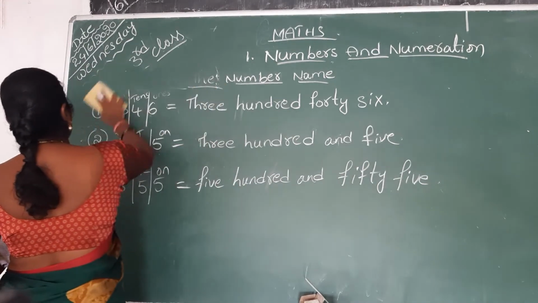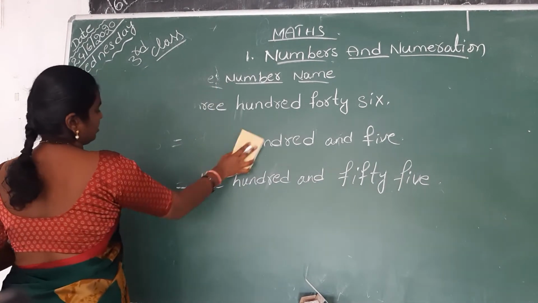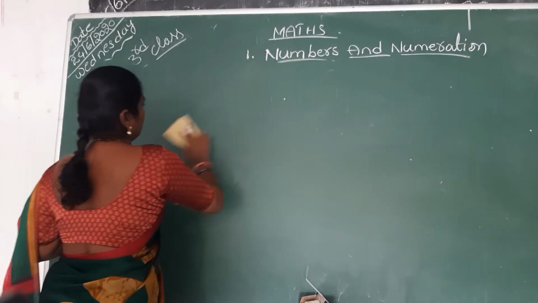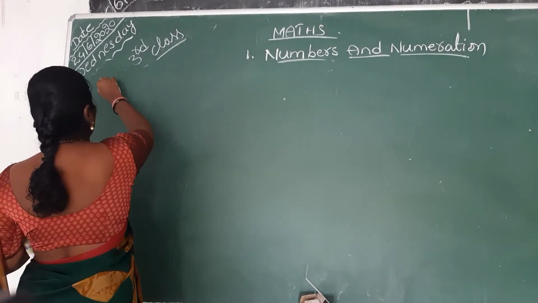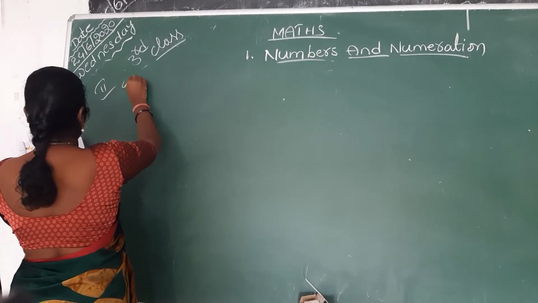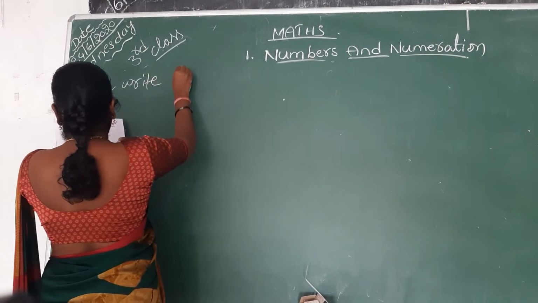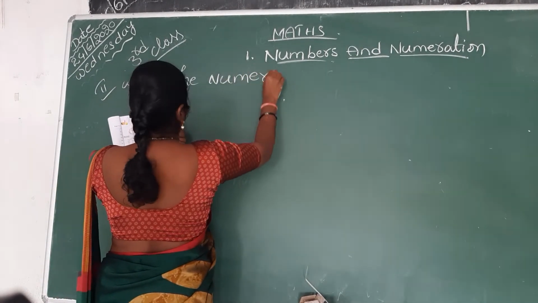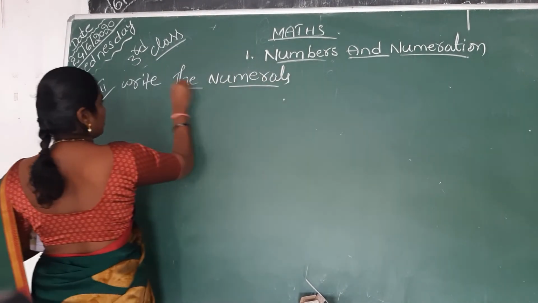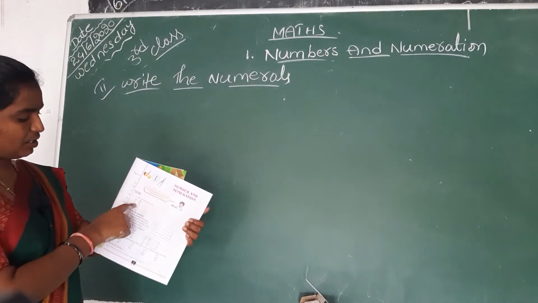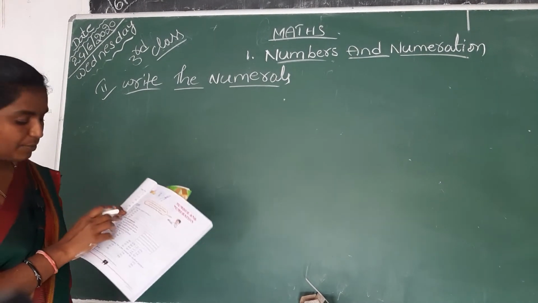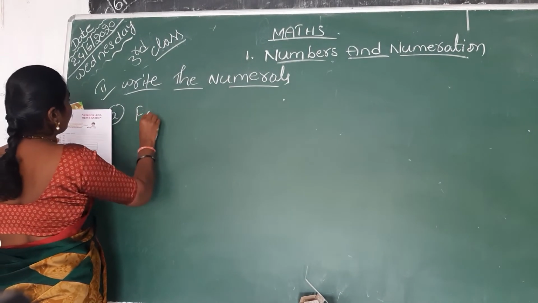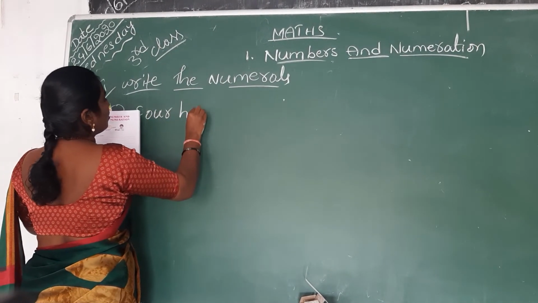Next in this page I am going for the second bit. Second bit: write the numerals for a number name. Numerals means numbers. Here given number name, number you have to write. Before, in the first bit, a number was given and you had to write the number name. Now a number name is given, and you have to write the number. First one, 400.